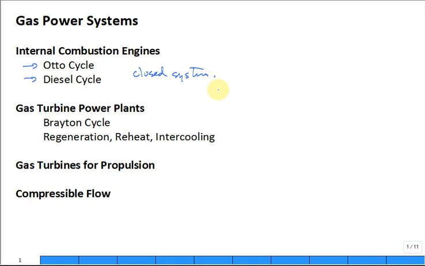And then we're going to move today into the power cycle called the Brayton power cycle, and it models both the stationary power plants that burn primarily natural gas to make electric power, as well as gas turbines for propulsion systems. And there's a number of enhancements that go with the Brayton cycle, so we'll talk about those. But today is just an introduction to the Brayton cycle.